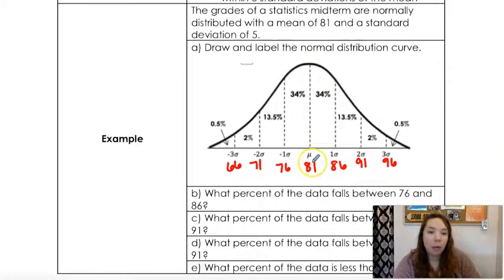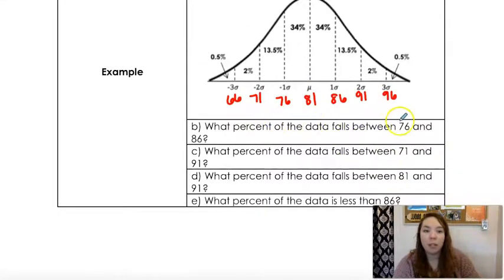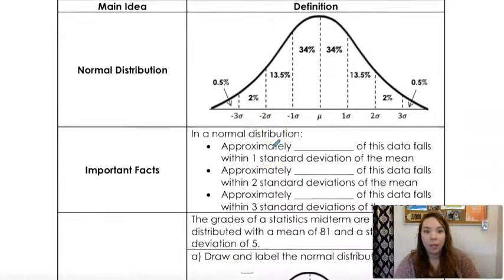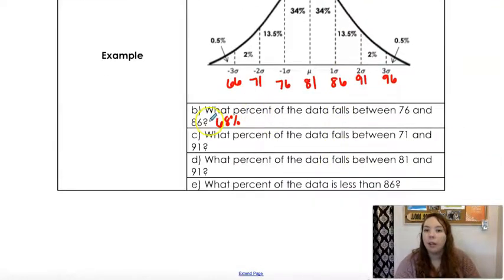We put the mean in the middle, and then for standard deviations you can just add and subtract on either side to find them. It says what percent of the data falls between 76 and 86? That would be 68% of our data because that's 1 standard deviation, and it will always be 68. We're just using the fact that we put up here. So 68 is between 1, 95 is between 2, 99 is between 3. We're not doing anything to calculate that 68%. That's just a fact of our normal distribution.